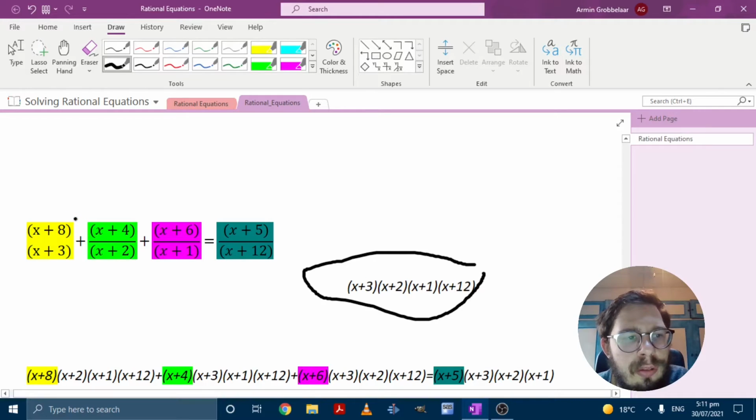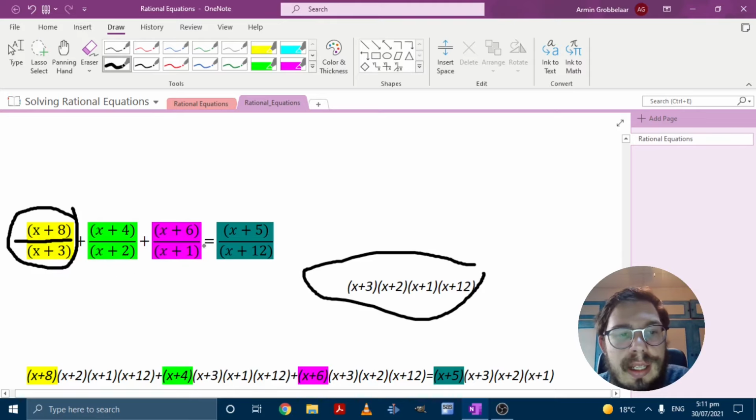So if you look at the first term, the x plus 8 already has an x plus 3, so it only needs an x plus 2, an x plus 1, and an x plus 12. So then it's 8 plus x times x plus 2, x plus 1, and x plus 12. Then we say plus, then we go to the next term.